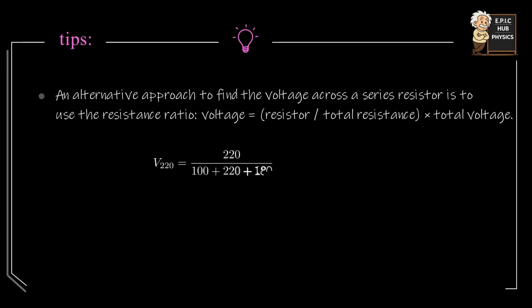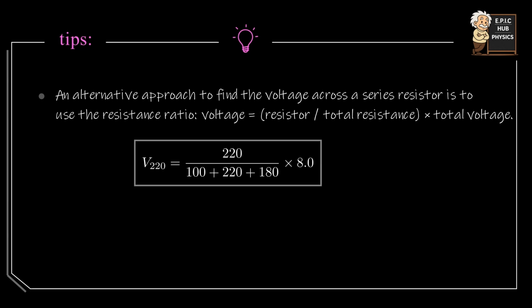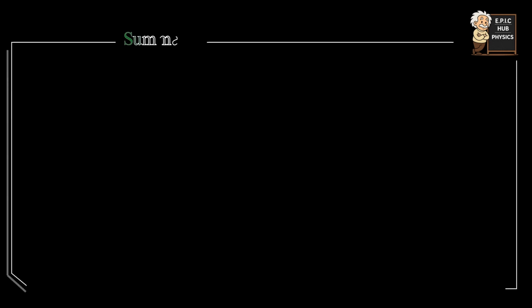Hence, the voltage across the 220 ohm resistor equals its resistance of 220 ohms, divided by the sum of all the resistances and multiplied by the total voltage of 8 volts. This gives the same potential difference as we already got. Job done. In summary, here are the key points for this problem.